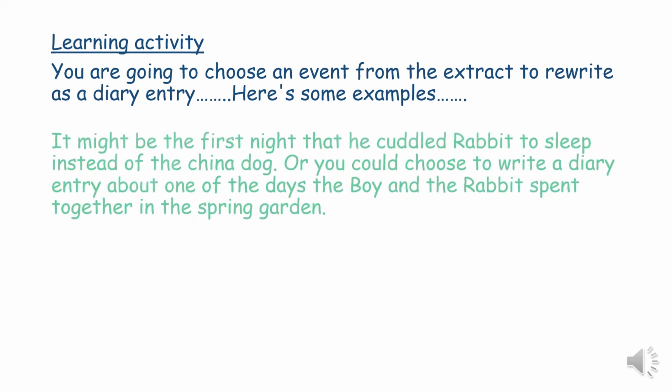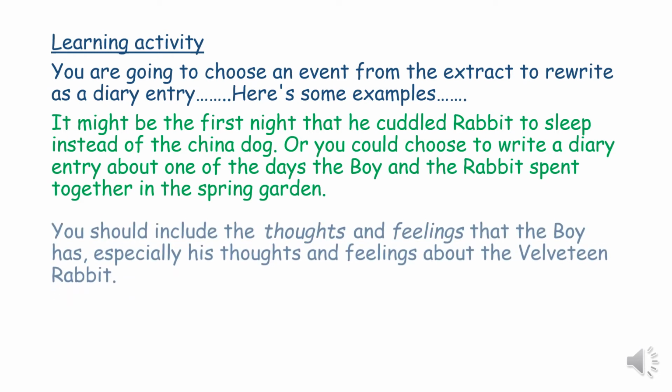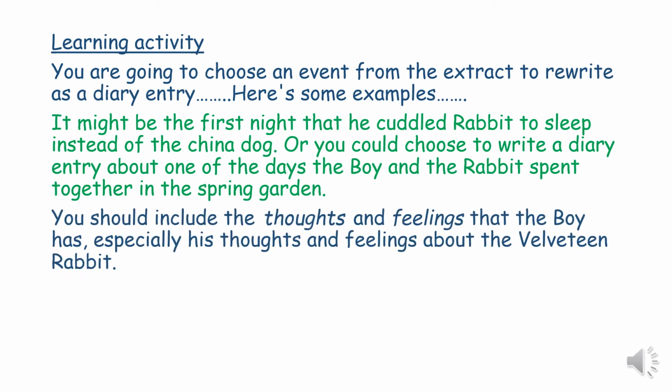Today's learning activity. You are going to choose an event from the extract and rewrite it as a diary entry, and here are some examples to help you. You may choose the first night that he cuddled the rabbit to sleep instead of the china dog. Or maybe you would choose to write a diary entry about one of the days the boy and the rabbit spent together in the spring garden. You need to decide which event you're going to choose. You should include the thoughts and feelings that the boy has, especially his thoughts and feelings about the Velveteen Rabbit.